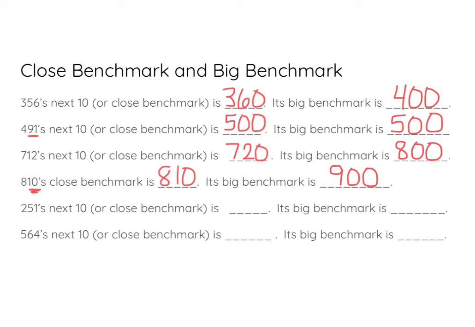251's next 10 is 260, and its big benchmark equals 300. 564's next 10 is 570, and its big benchmark is 600. Hopefully you have all those. You should have been practicing doing close benchmarks and big benchmarks all year on your number of the day page, so hopefully by now those are super easy for you.